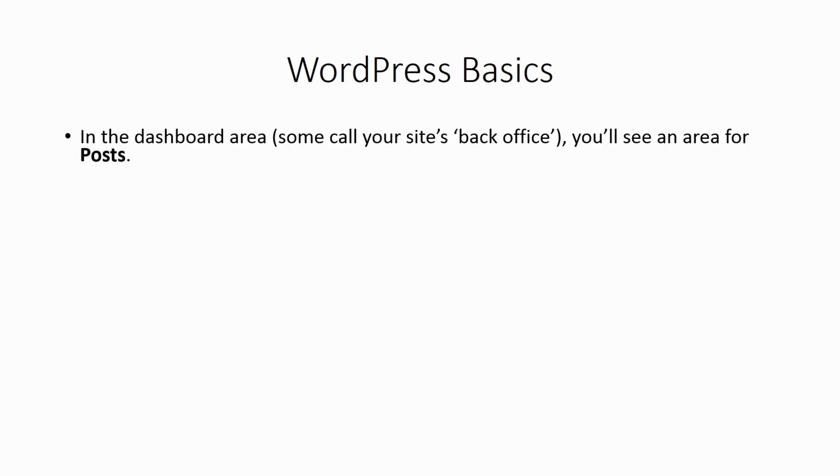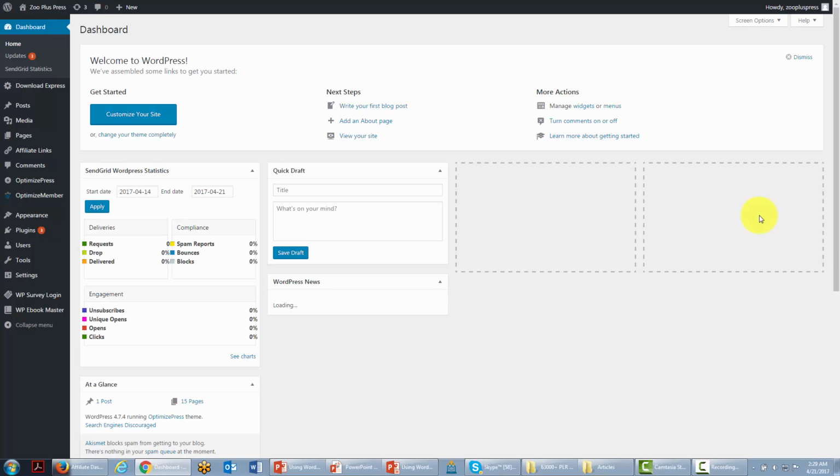Posts. And in your dashboard area, you'll see it on the left-hand side menu. If you hover over it, you'll see that the posting section has all posts, add new post, categories, and tags within the sub menu.